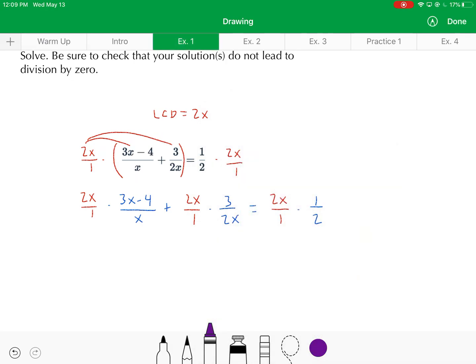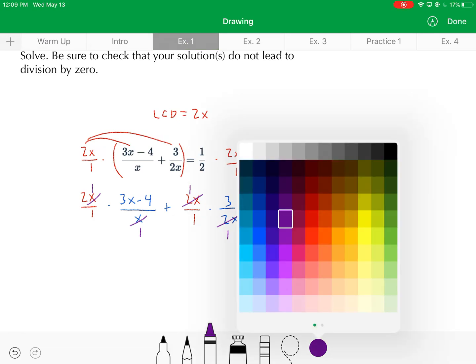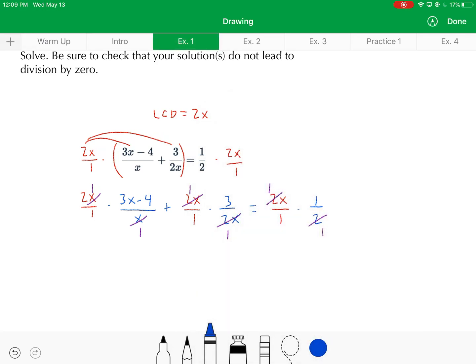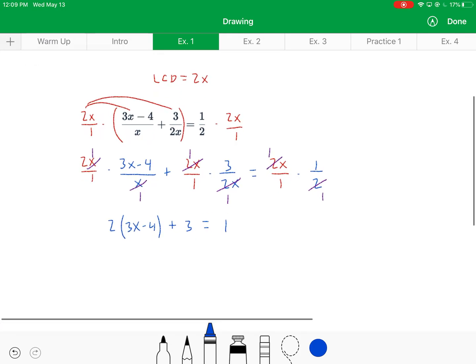Now, before I actually do any multiplication here, I am going to reduce what I can. If I chose the actual common denominator, then all of my denominators should completely reduce to 1s. So this becomes a 1, that becomes a 1, so will that, and the 2's here will reduce to 1s. So what I'm left with is 2 times 3x minus 4 plus 1 times 3, or 3, equals 1. And I think we can agree that is a much simpler equation to solve now.